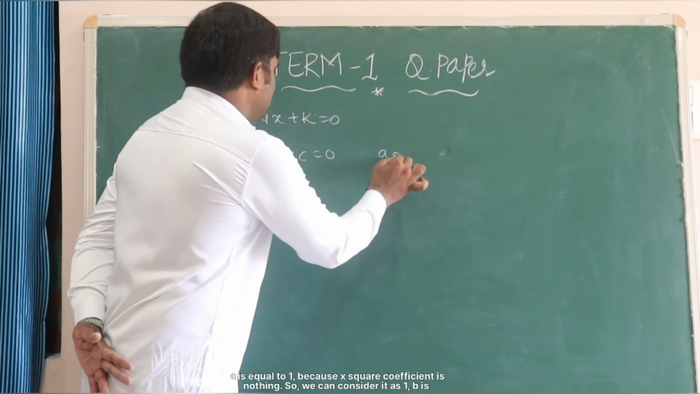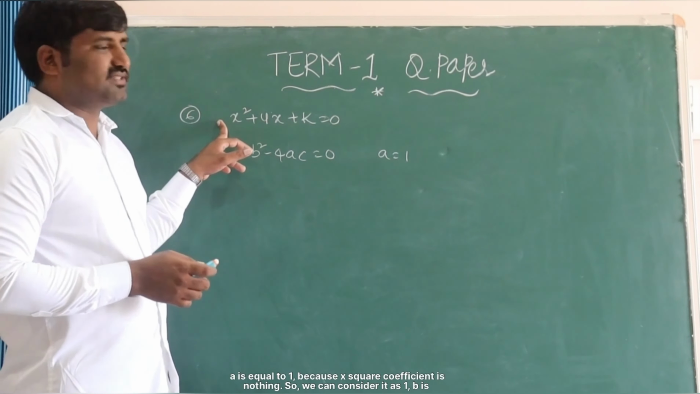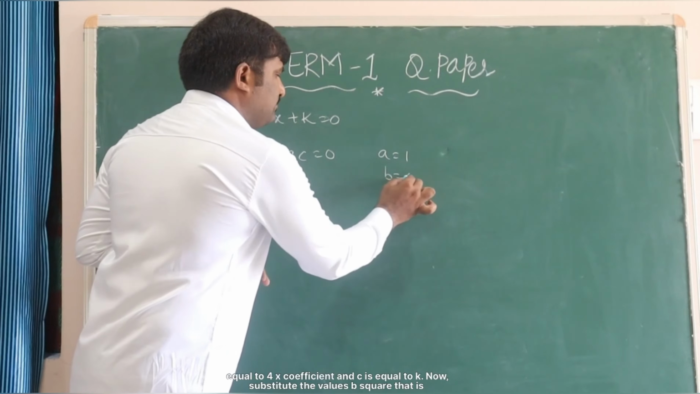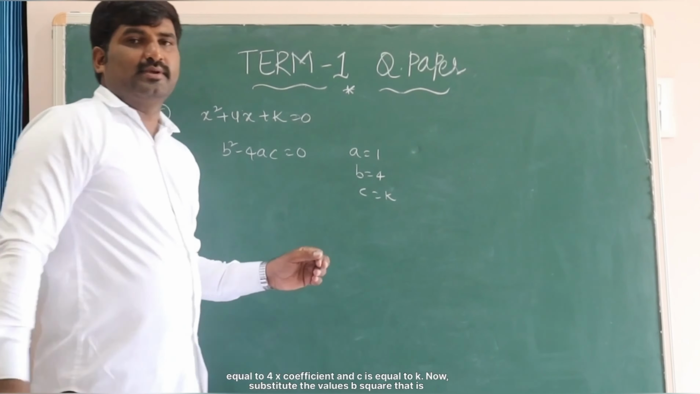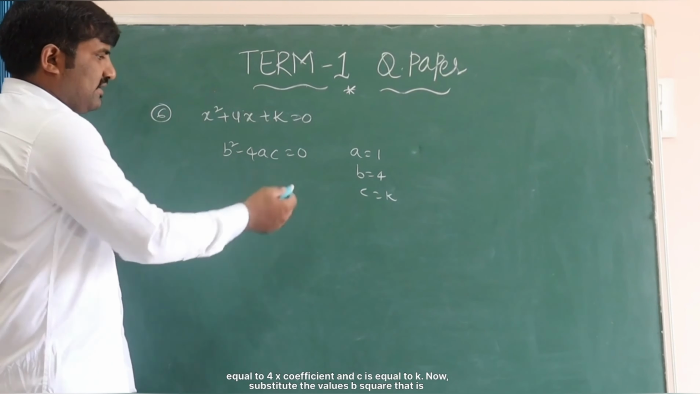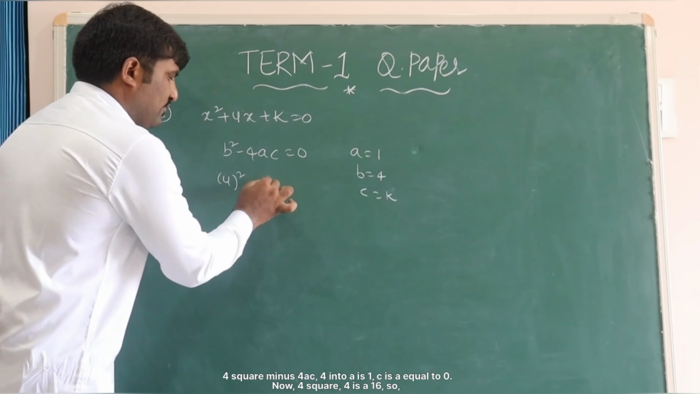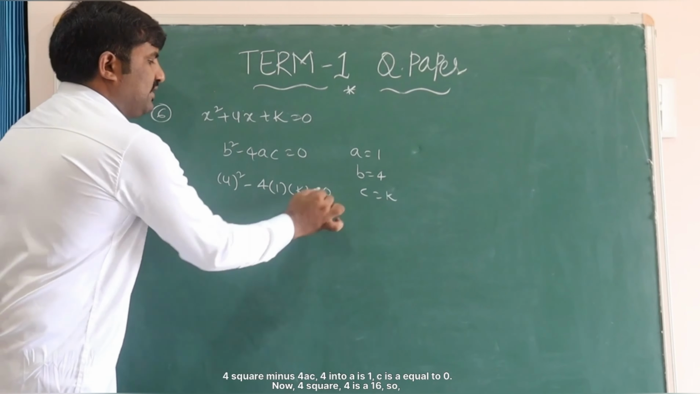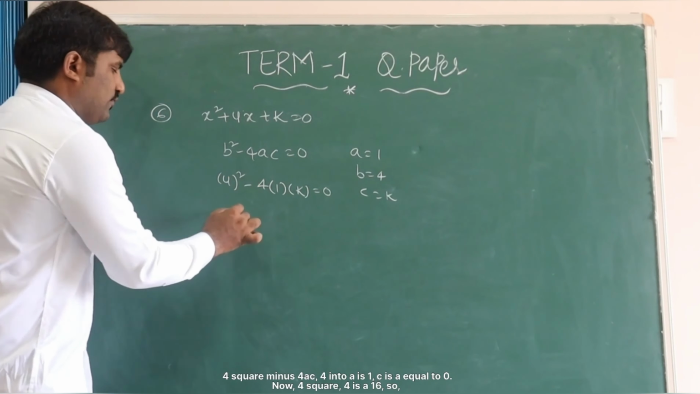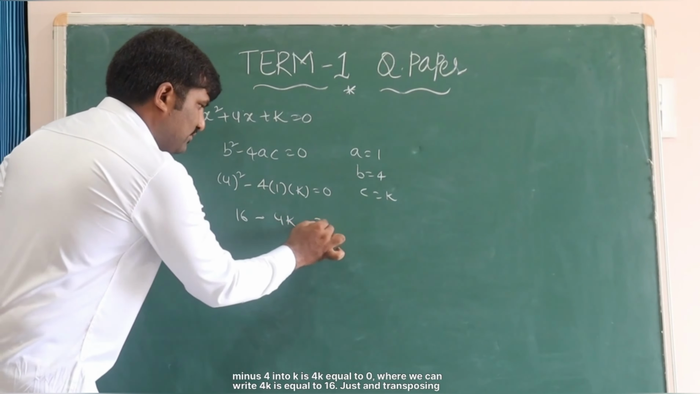Here we have a is equal to 1 because the x square coefficient is nothing, so we can consider it as 1. b is equal to 4, the x coefficient, and c is equal to k. Now substitute the values. b square, that is 4 square, minus 4ac, 4 into a is 1, c is k, equal to 0. Now 4 square, 4 fours are 16, minus 4 into k is 4k, equal to 0.